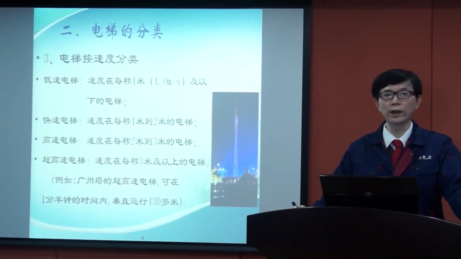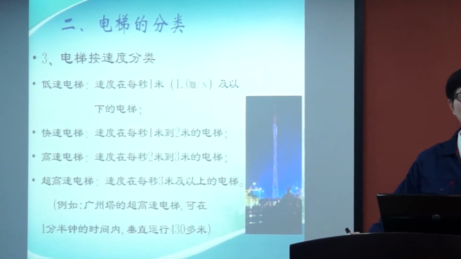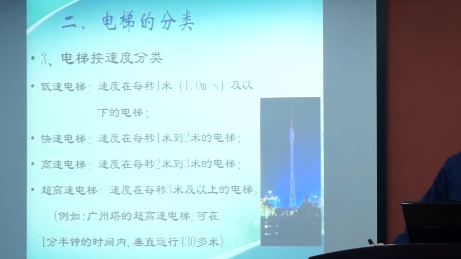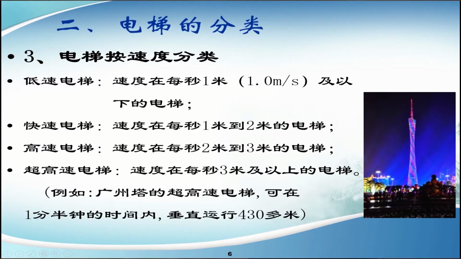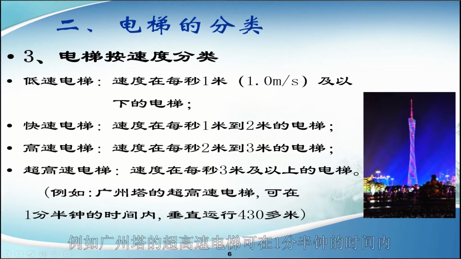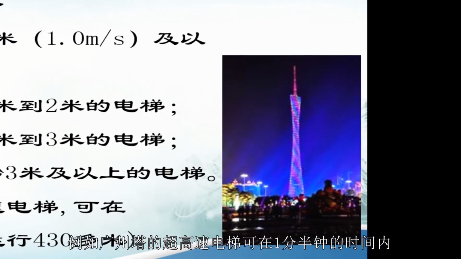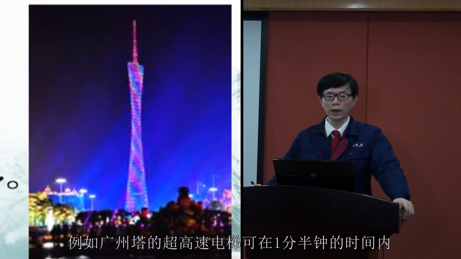Elevators are classified by speed. Low-speed elevator: an elevator with a speed of 1 meter per second and below. Express elevator: an elevator with a speed of 1 to 2 meters per second. High-speed elevator: an elevator with a speed of 2 to 3 meters per second. Super high-speed elevator: an elevator with a speed of 3 meters per second and above. For example, the super high-speed elevator of the Guangzhou Tower can run about 430 meters vertically in a minute and a half.